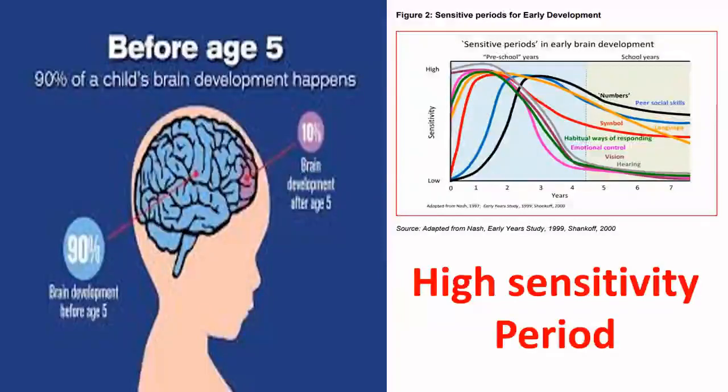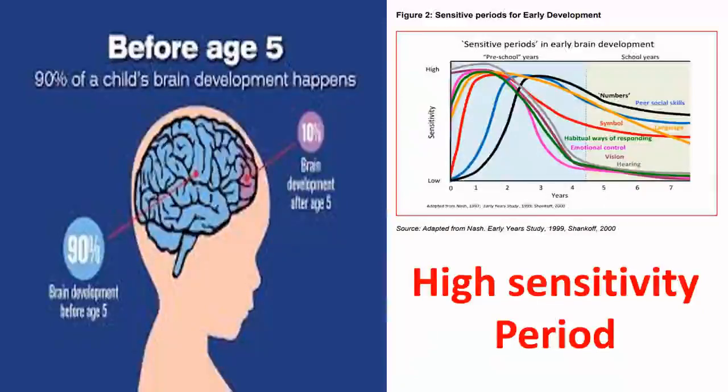Now, if you look at this graph which is visible on your screen, you will be able to identify one thing: the moment the child is growing, the sensitivity increases gradually for many skills like numbers, social skills, symbol, all these things grow gradually. However, there are various skills like language, and habitual ways of behavior, which are themselves very high when the child is born. The moment the child is born, the child is ready to learn.